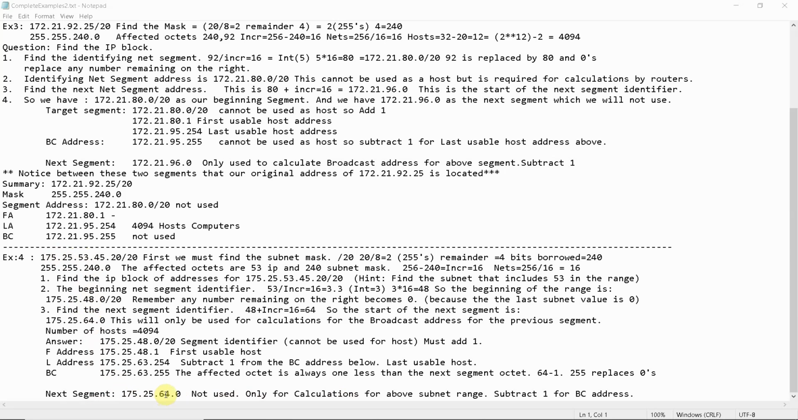So we're going to subtract 1 from 64. We get the broadcast address here. 0 becomes 255. From this we subtract 1, we get 254. Again, this is a very simple one. You can do this immediately. You just add 1 to the segment identifier, and we get our first address, last address, and broadcast address.